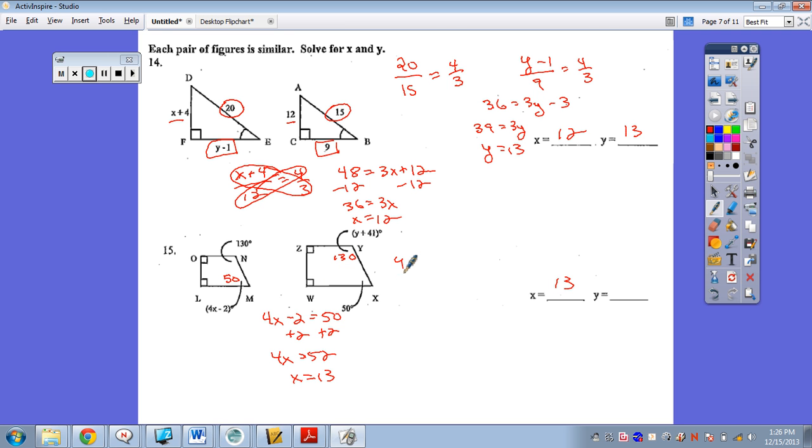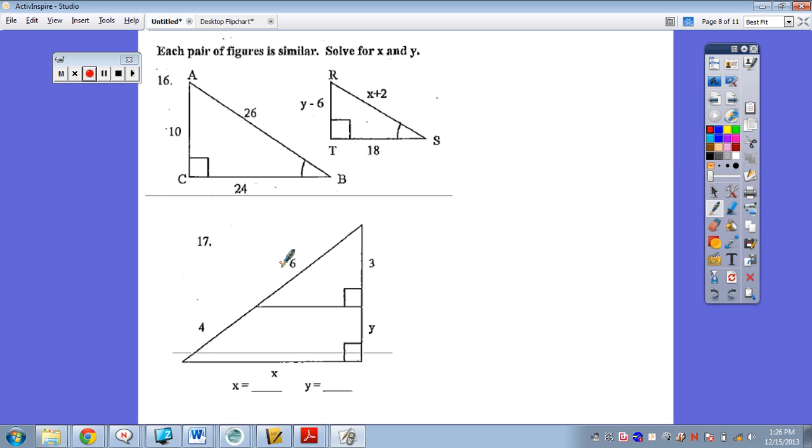Alright, y plus 41 must be equal to 130. So if you take 130 and subtract 41, you get y is 89. Alright, number 16. Each pair of figures is similar again. So again, similarity means the sides are proportional and the angles are equal.